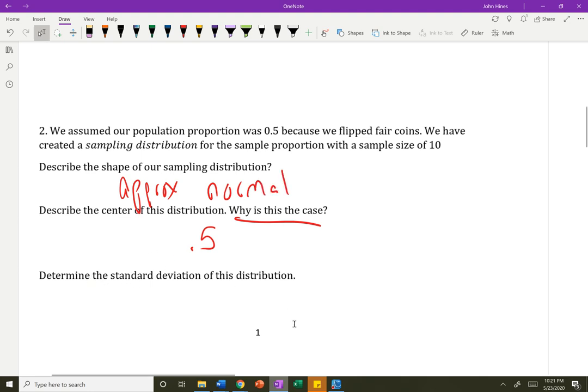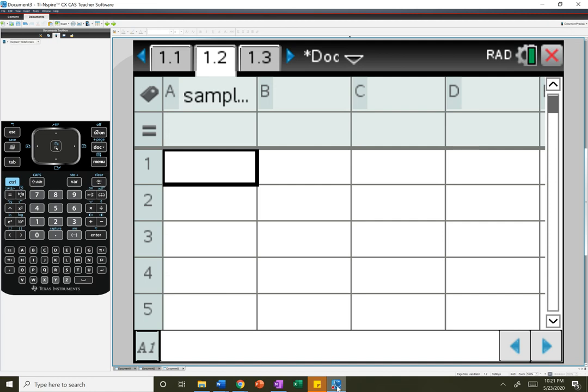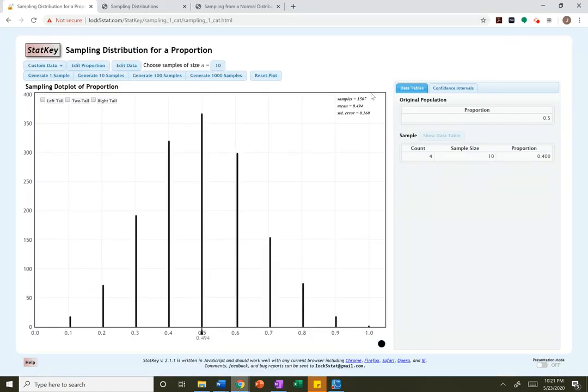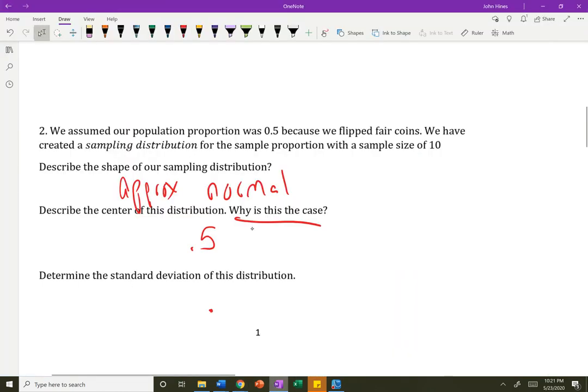And what's the standard deviation of this distribution? Well, I've calculated it for us. Oh, wrong app. I've calculated it for us. It says it right here. The standard deviation is 0.160. So the standard deviation there is 0.160. That's just a measure of spread.